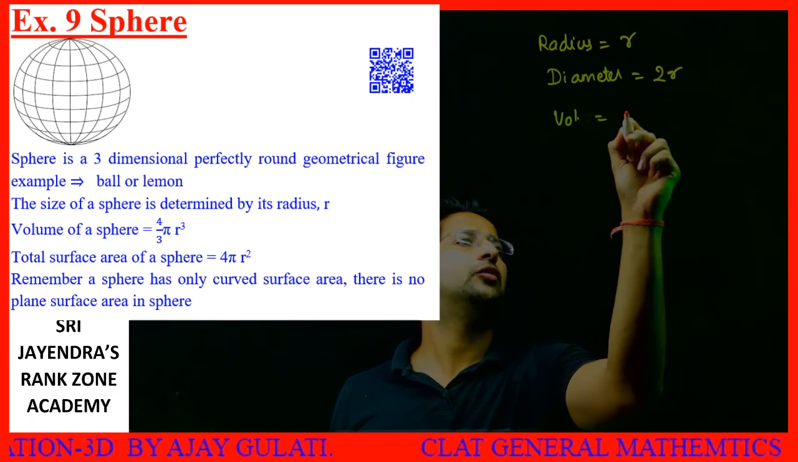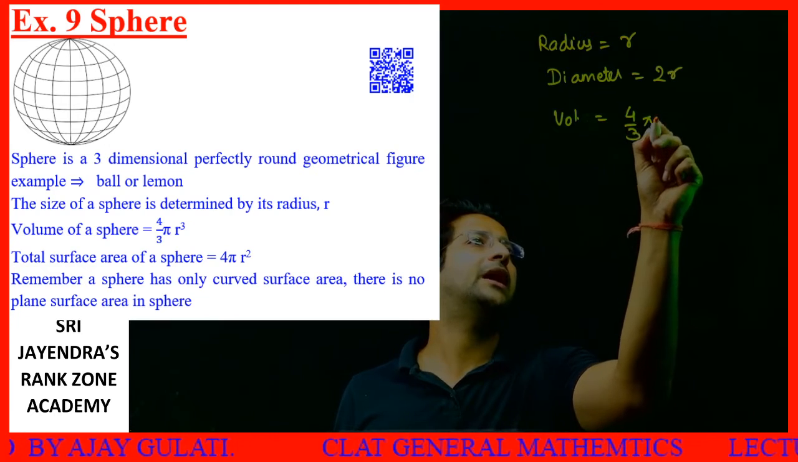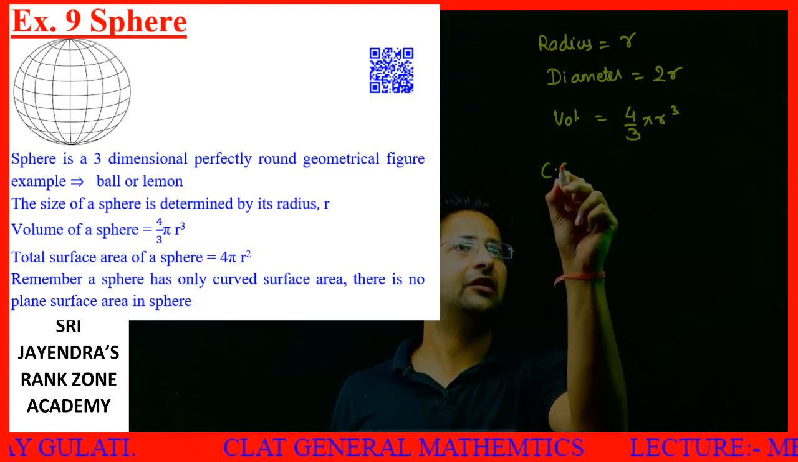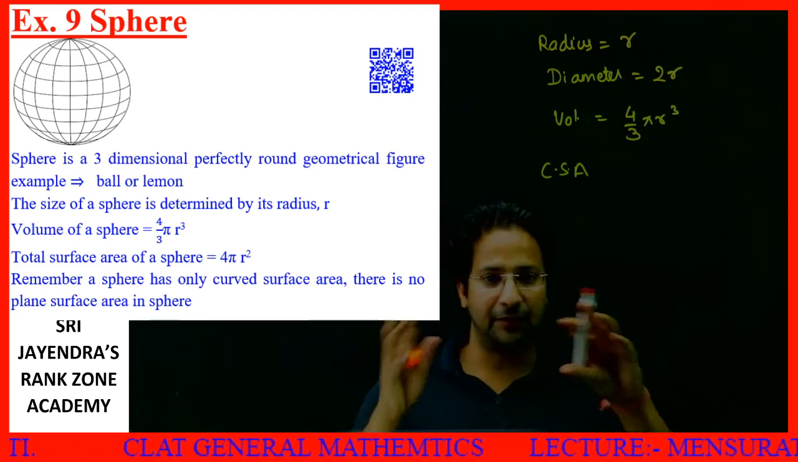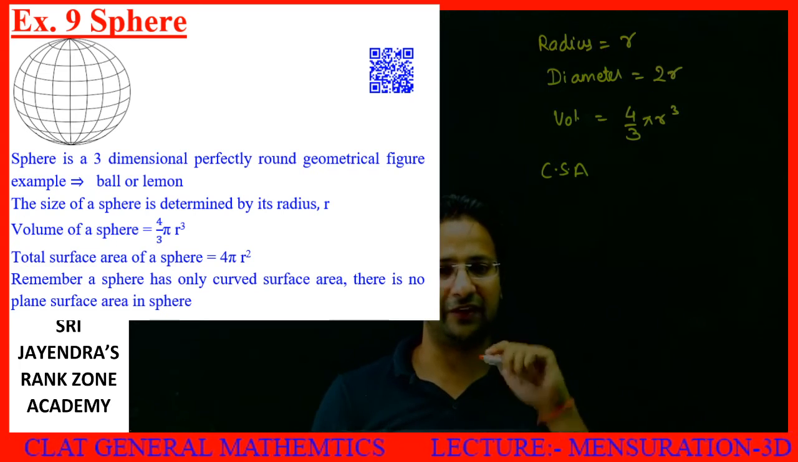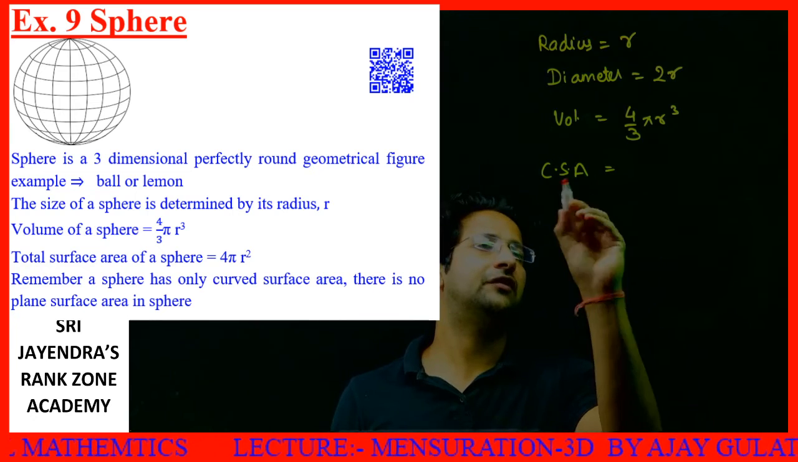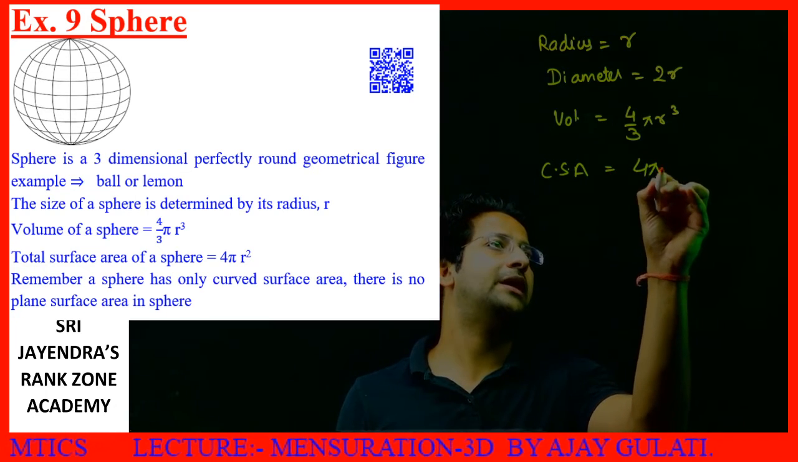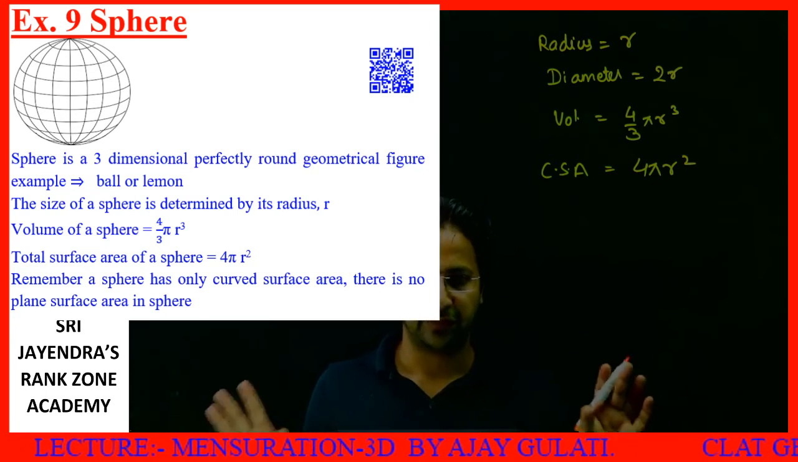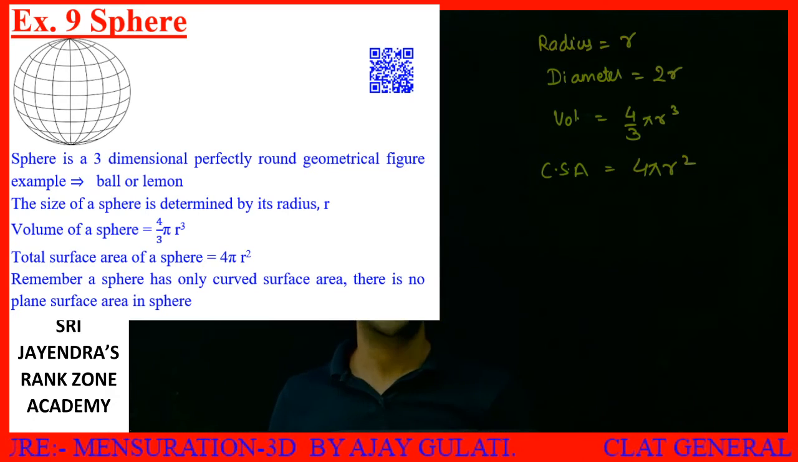volume is equal to 4 by 3 pi r cube, and the curved surface area. Always remember, a sphere is completely curved. There is no plane surface on a sphere. So the curved surface area of a sphere is 4 pi r square. This is one thing. Okay, 4 pi r square.